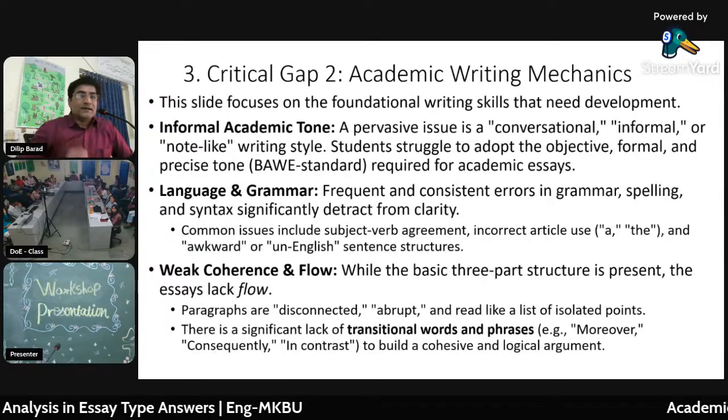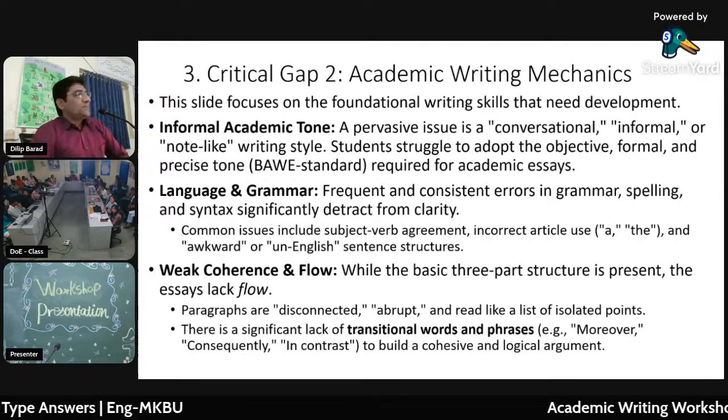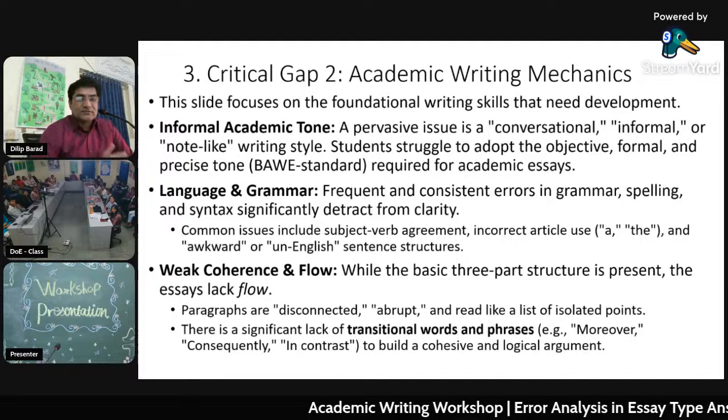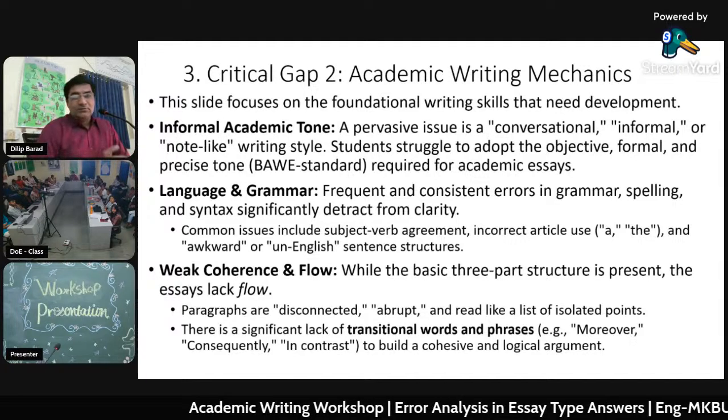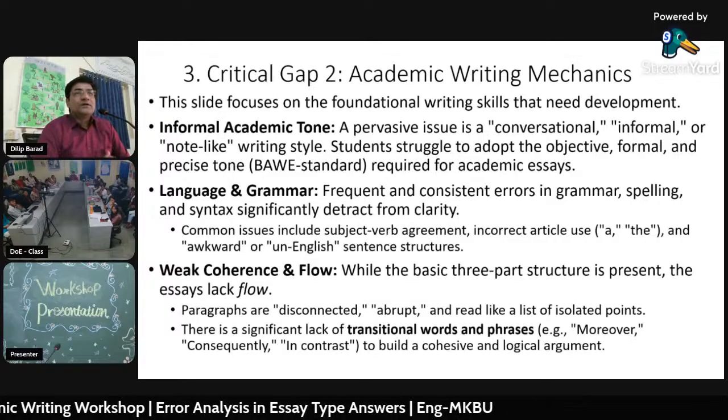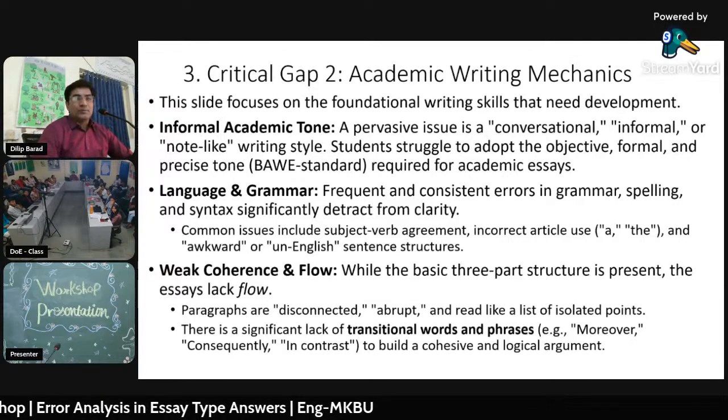And finally, critical gap number 2, academic writing mechanics, which is based on the second rubric. The first one was from the BAWE rubric. This is from the MKBU rubric.